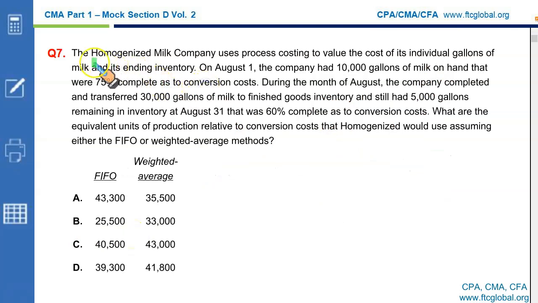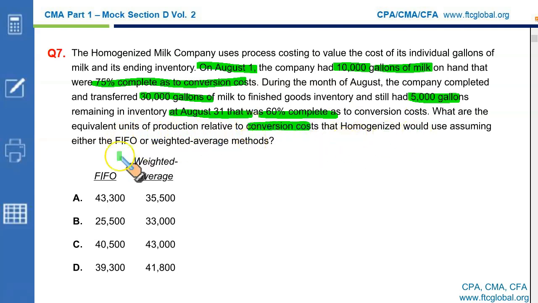Next, the Homogenized Milk Company uses process costing to value the cost of its individual gallons of milk and its ending inventory. On August 1st, the company had 10,000 gallons of milk on hand that were 75% complete with regard to conversion cost. During the month of August, the company completed 30,000 gallons of milk and transferred it to finished goods inventory and still had 5,000 gallons remaining in inventory at August 31st, which was 60% complete with regard to conversion cost. What are the equivalent units of production relative to conversion cost only that Homogenized would use, assuming either the FIFO or the weighted average method?